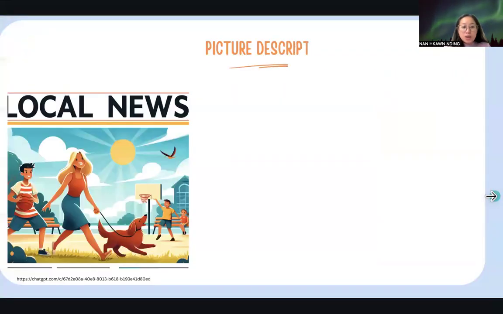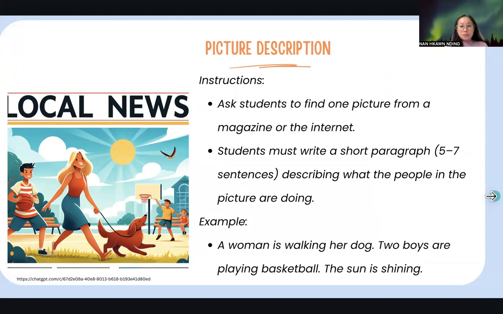for the homework, what you have to do is find one picture from a magazine or the internet, and then write a short paragraph that includes 5 to 7 sentences, and then post it on Google Classroom. Okay, so for example, this is the picture.